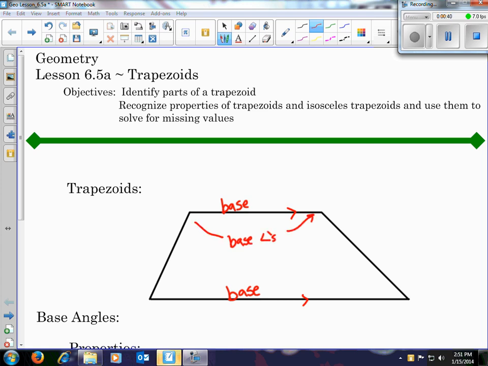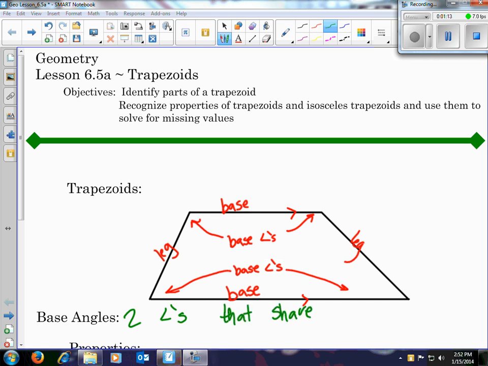This is a set of base angles, and this is a set of base angles. And then, just like in an isosceles triangle, this is a leg, and this is a leg. Okay, now my base angles are defined as two angles that share a base. Now, they are not two angles that share a side. It has to be a base, so it has to be one of the two sides that are parallel to each other.